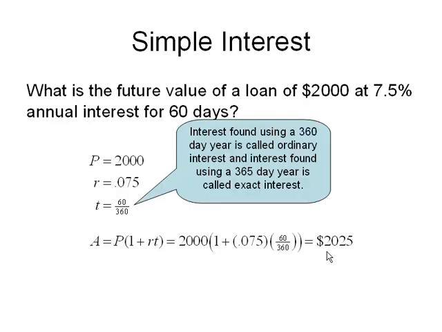Now you may have noticed that when I worked with this 60/360ths, I took 60 days out of a year that had 360 days. If you find your interest using a 360-day year, that's called using ordinary interest. If your interest is found using a 365-day year, that's called exact interest, and that'll normally be specified for you in a problem.